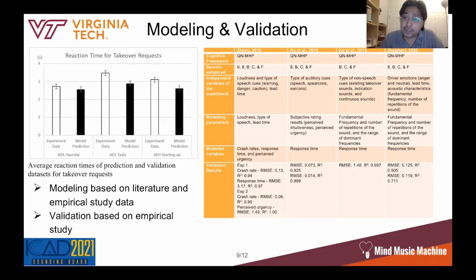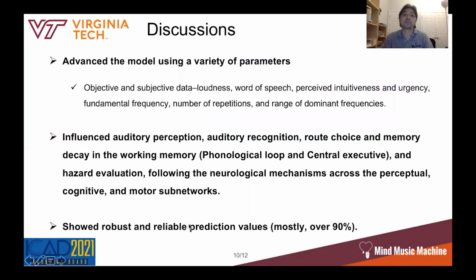So we typically get two different numbers. So the first one is root mean square error, and the second is R square, so correlation. So as you see here in different research projects, we've got relatively high prediction R square. So we could advance the model using a variety of parameters, including objective data or subjective data about sound. And we could influence all kinds of auditory processing, perception, recognition, word choice, and other things.